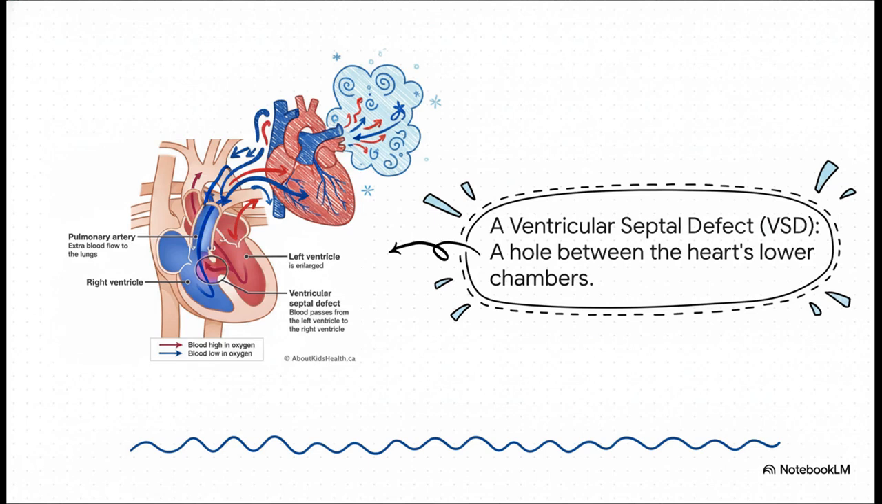This picture shows exactly what we're talking about. A VSD is a hole in the wall, the septum, that divides the heart's two main pumping chambers, the ventricles. Now, because the pressure on the left side is so much higher, oxygenated blood gets squeezed through that hole over to the right side, and all that extra blood gets sent straight to the lungs, which really aren't built to handle that kind of pressure or volume.